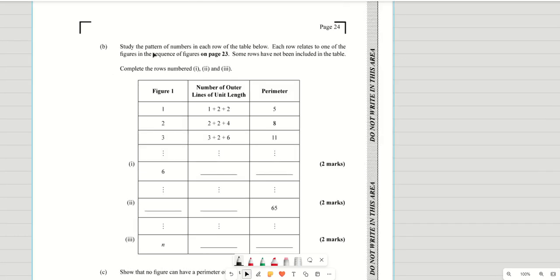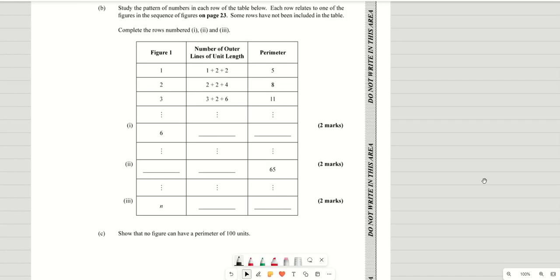Part B: study the pattern of the numbers in each row of the table below. Each row relates to one of the figures in the sequence on page 23. Some rows have not been included in the table. Complete the row number 1, 2, and 3.